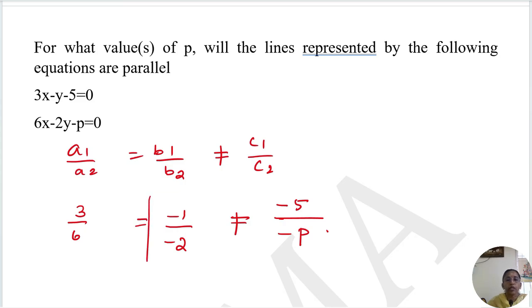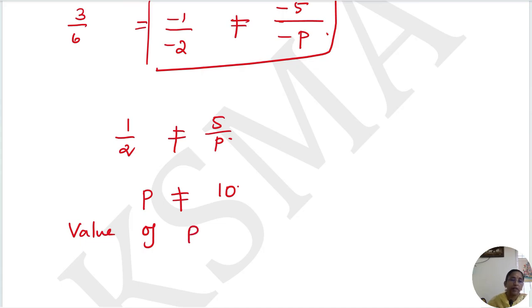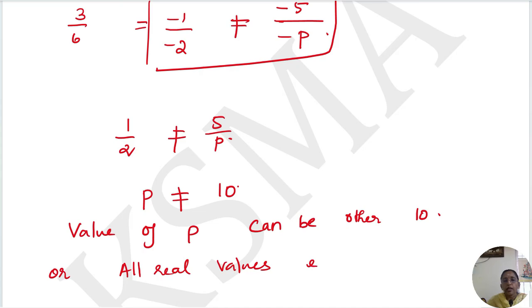So I am going to consider these two. By comparing these two, you can get your value. So this is 1 by 2 is not equal to 5 by p. If I calculate my value p, then p should not be equal to 10. So what is the meaning? The value of p can be any value other than 10. Other than number 10, or you can say your answer can be all real values except 10.